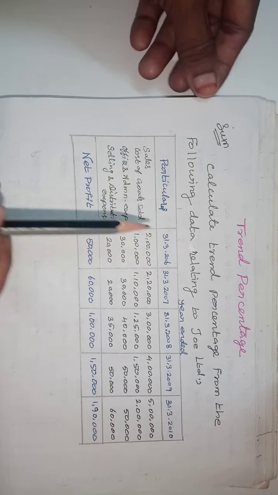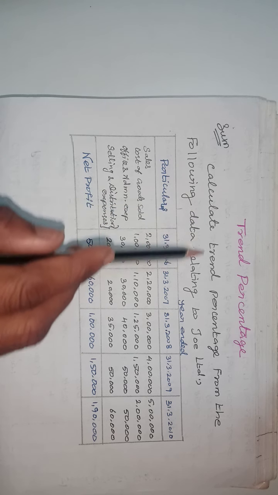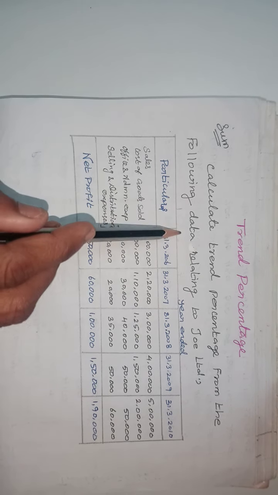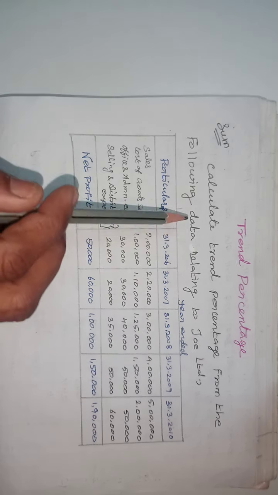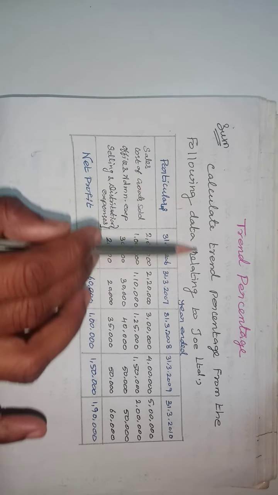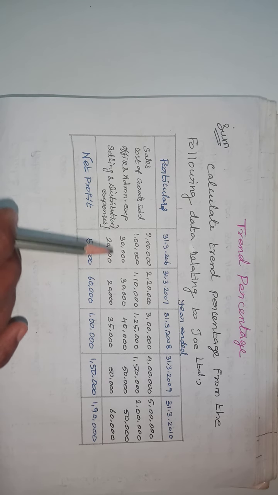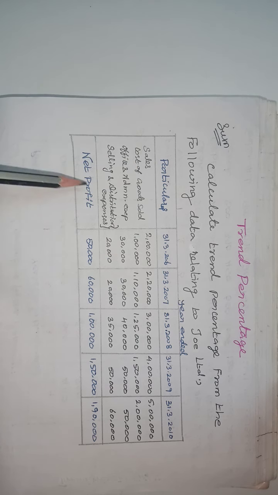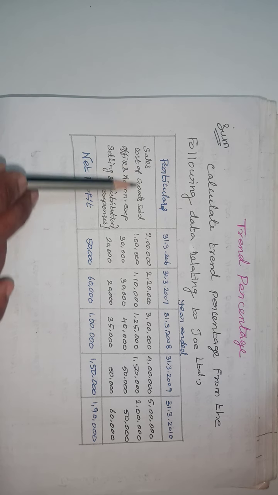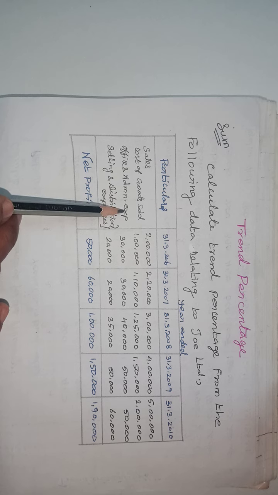This is another example of trend percentage. Calculate trend percentage from the following data relating to Jio Limited. So for Jio Limited, they are asking for the trend percentage basis. Now we have to find out the trend percentage, but we have to understand the formula given: sales less cost of goods sold less office and administrative expenses and selling and distribution expenses.